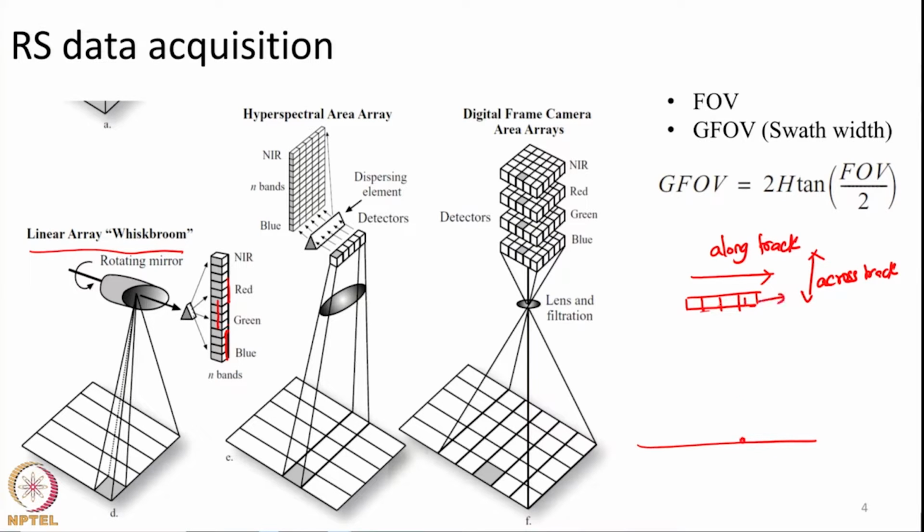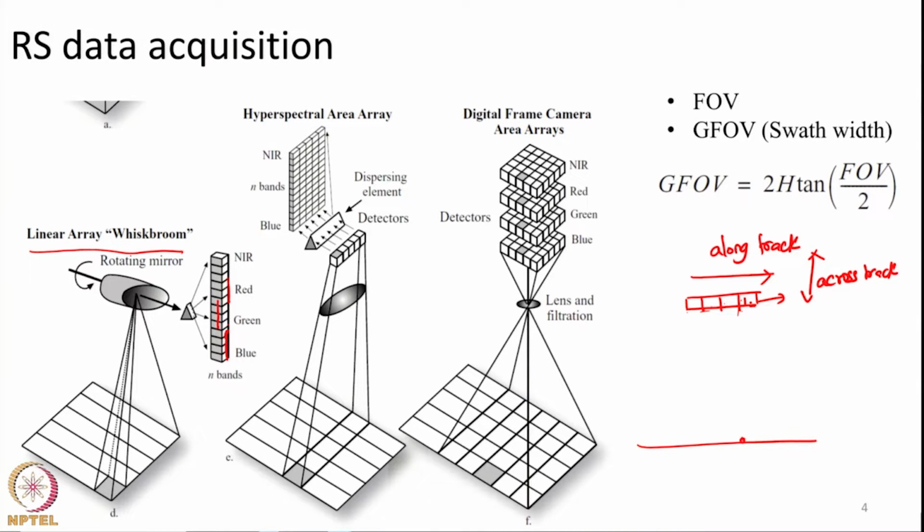Then after it passes, detector number 2 will be overhead of this, and it will collect the data from the same point. Then detector number 3 will be there, it will collect data from the same point, then detector number 4. So essentially, each ground point is now being imaged by 4 detectors, one after the other.